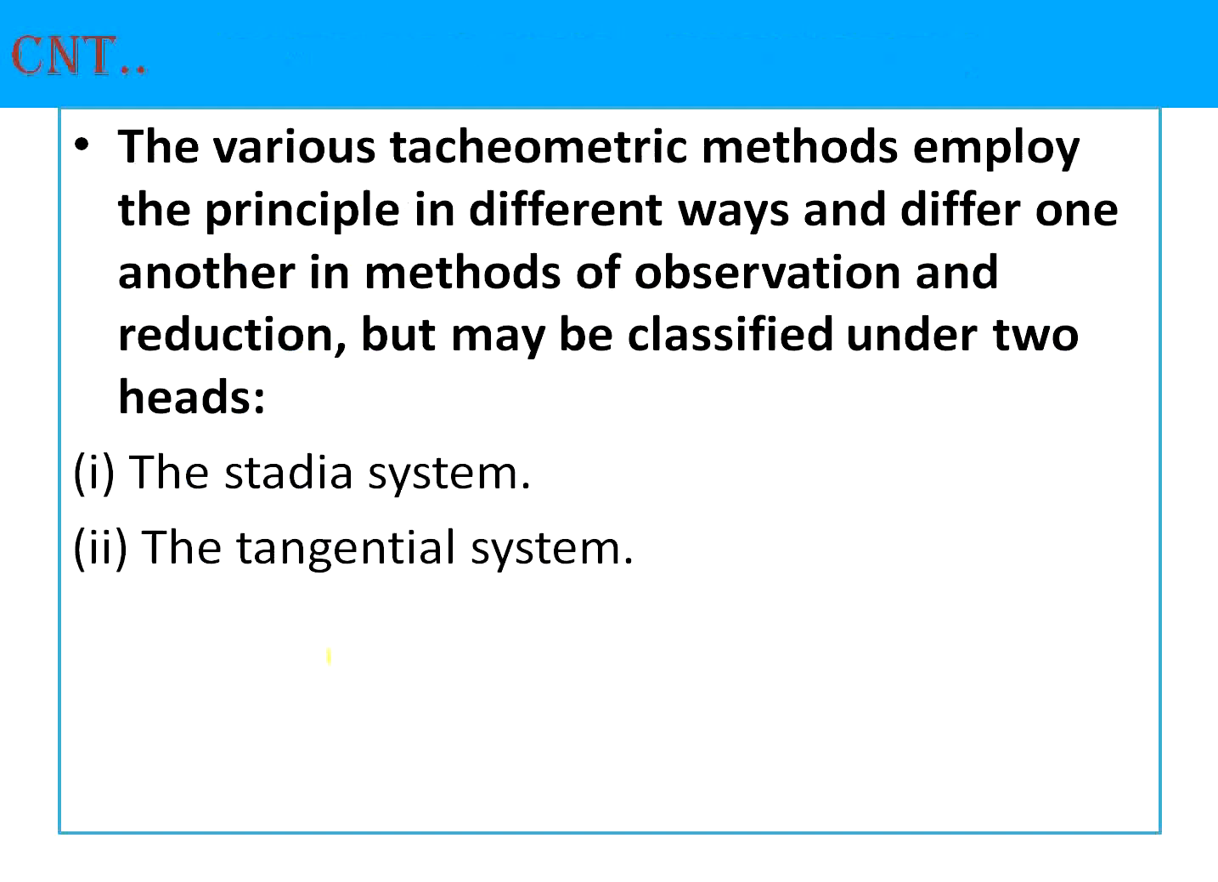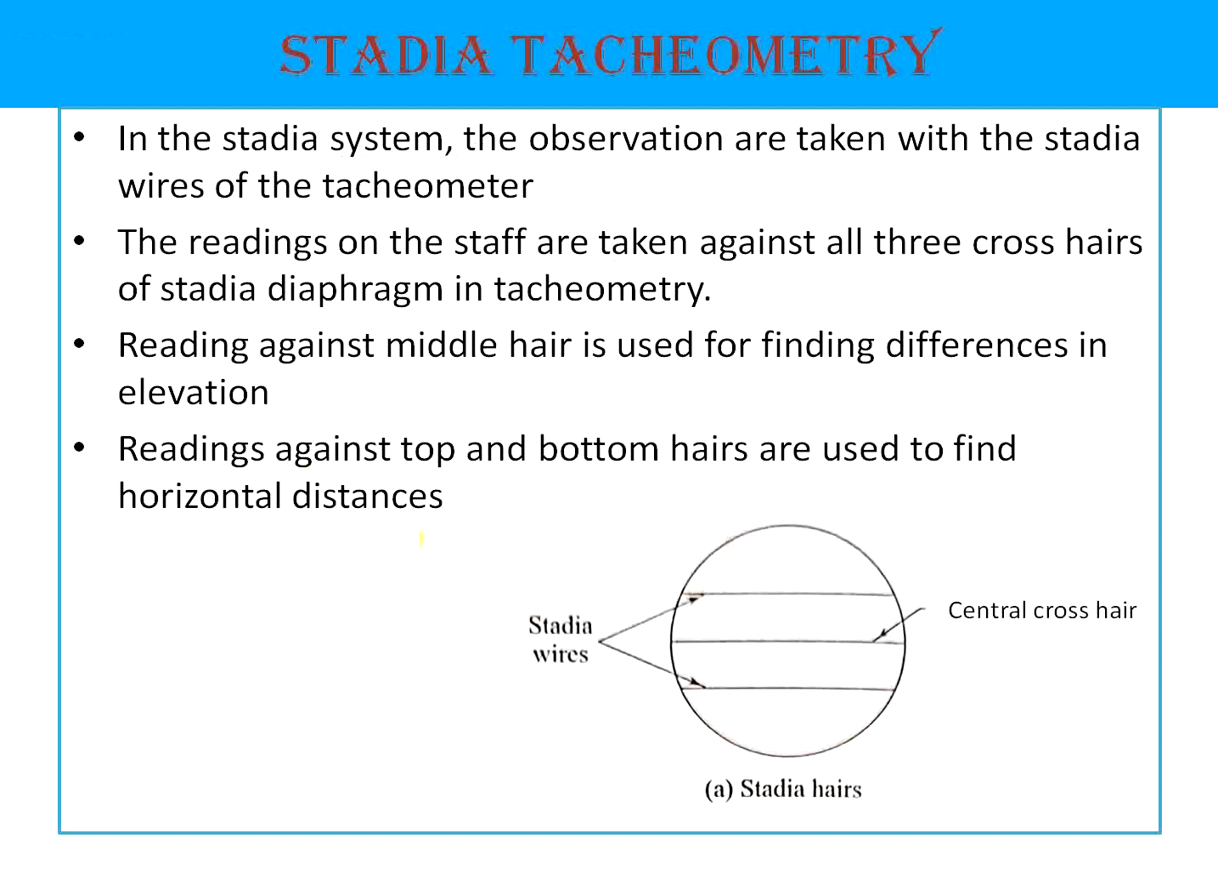Now, the two main methods adopted for tachyometry are the stadia system and the tangential system. We will see them one by one. So what is stadia tachyometry? In stadia tachyometry, the basic thing is that it uses the stadia wires of the tachyometer. In the stadia system, the observations are taken with the help of the stadia wires of the tachyometer.